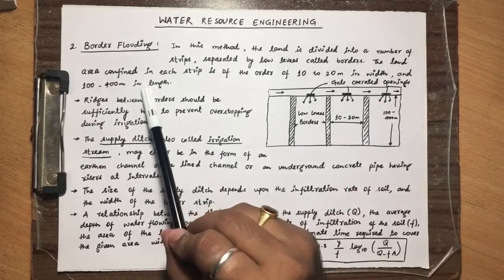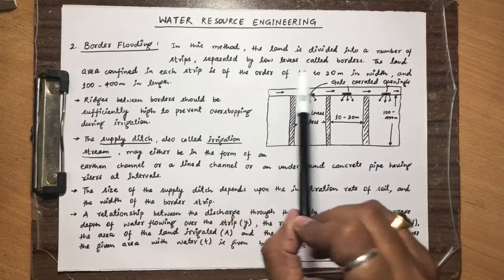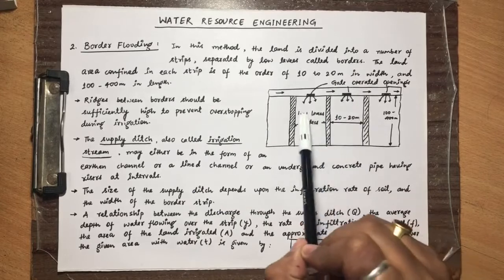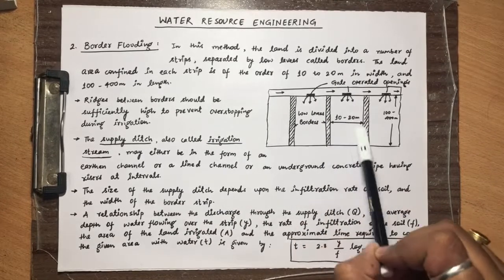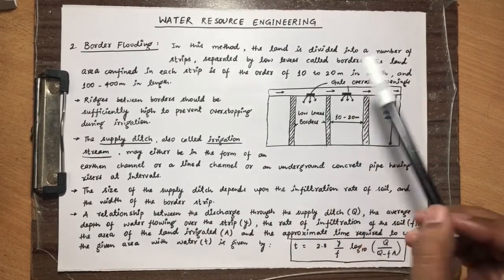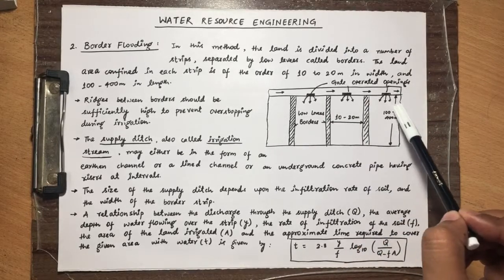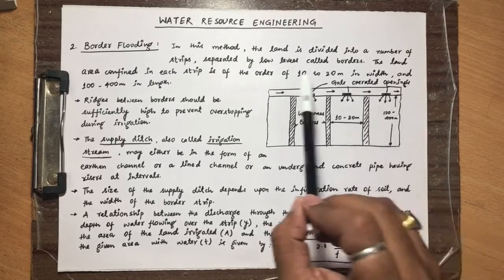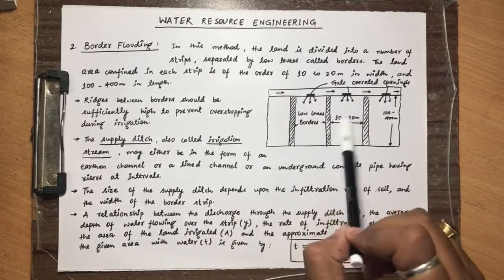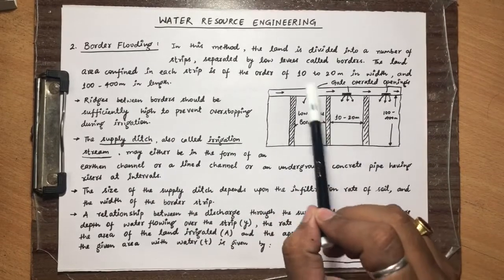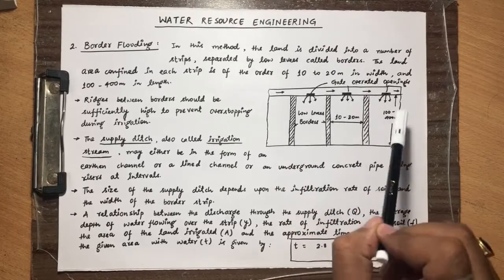The land area confined in each strip is of the order of 10 to 20 meter in width. So the width of a single part will be 10 to 20 meter and the length will be 100 to 400 meter. This is how we are going to divide the field.